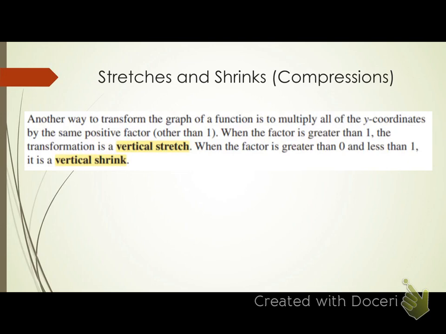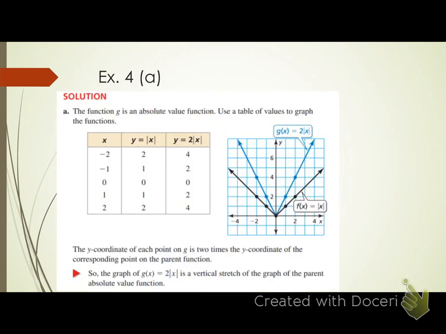And over here, it says when the factor is greater than 1, the transformation is a vertical stretch. What was our factor here? Greater than 1. What was our factor? 2. 2, which is greater than 1, so I knew it was going to be a vertical stretch before I even graphed it. Right? Does that make sense? Any questions on letter A?